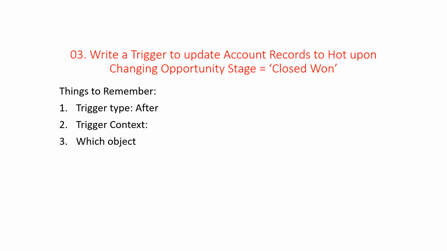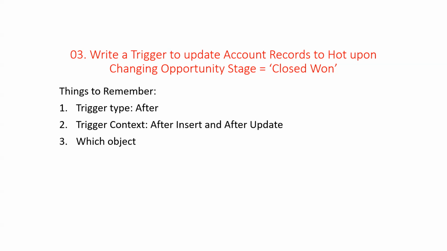The trigger type is after. I mean, there are only two triggers. First one is before and the second one is after. So this is the after trigger, because this should take place when something happens on the opportunity record. So in the opportunity object, if the stage of the record changes to closed one, then only this trigger should work. So it should be an after trigger, and trigger context is after insert and after update.